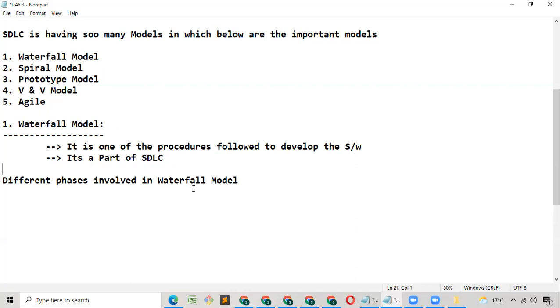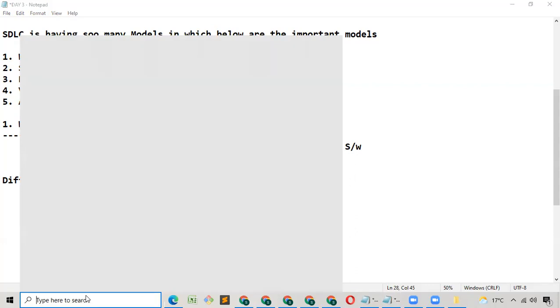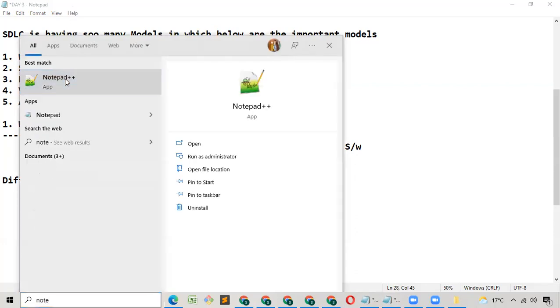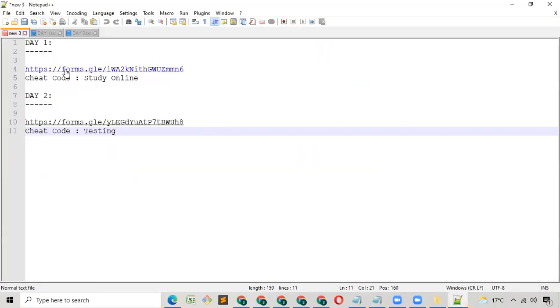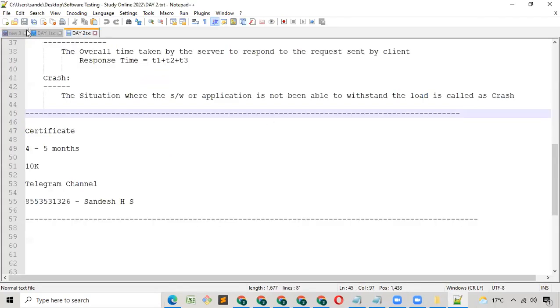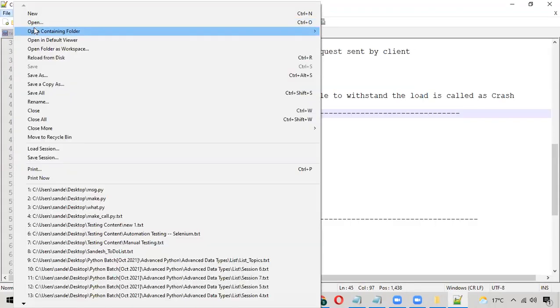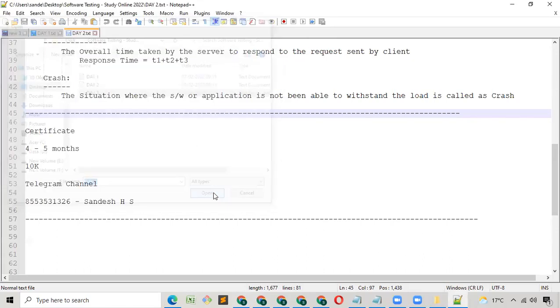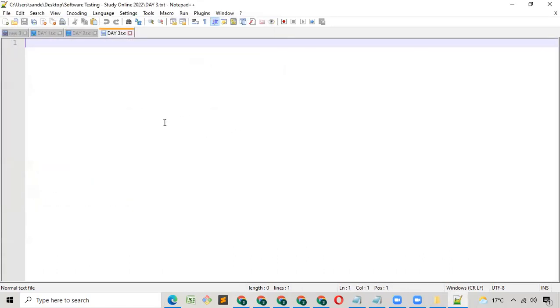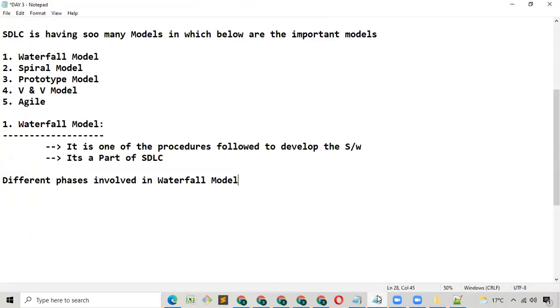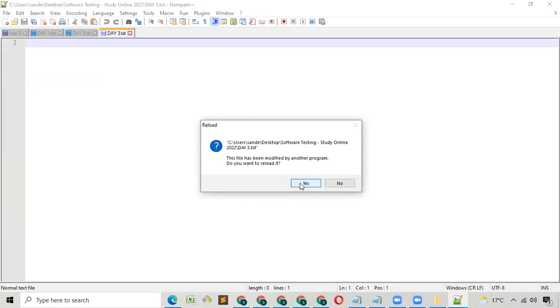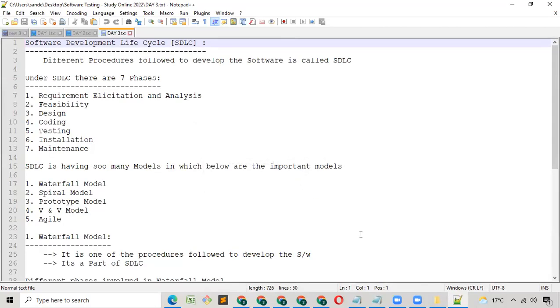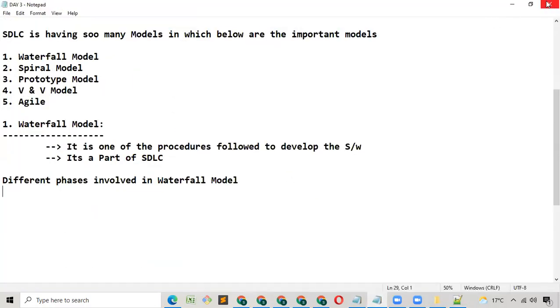Okay. I have opened a normal text document. Let's just give me a minute. I'll just open the Notepad++. I think in Notepad++ it is very easy for me to type all those things. Okay. File open. Let me just open the file. Day 3. Open. I think I have not saved. That's the reason it is not coming. I think now it will come. Yes, cool. I'll just close day 3 here.